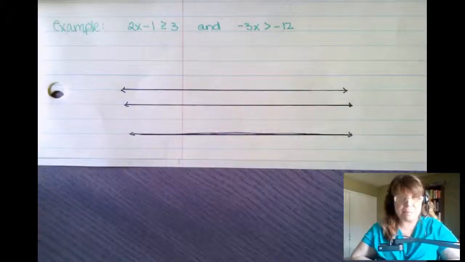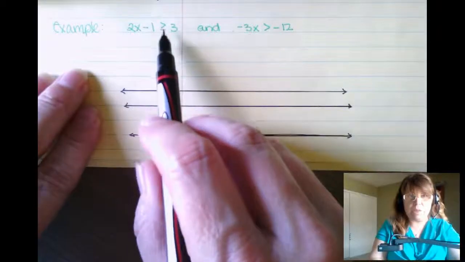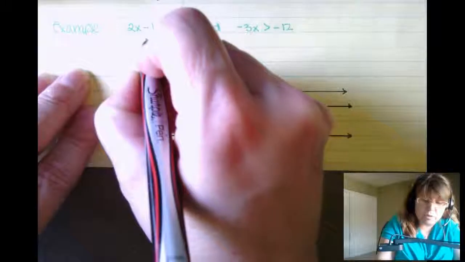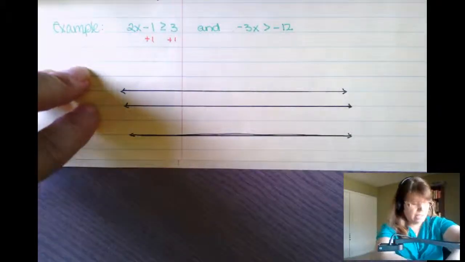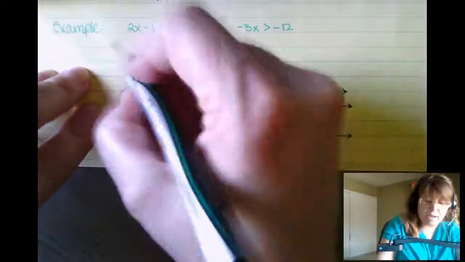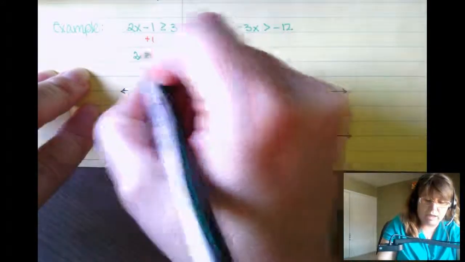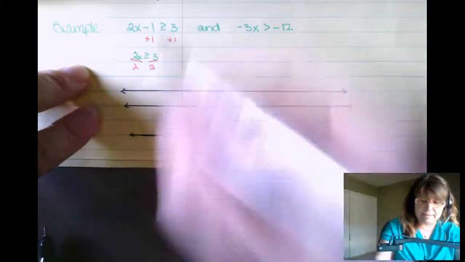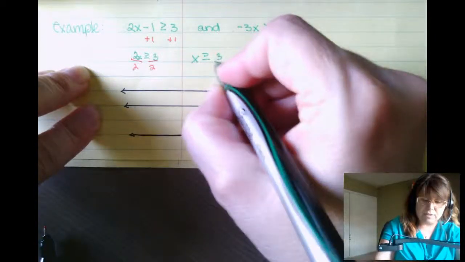All right, let's try another one step by step this time. So 2x minus 1 is greater than or equal to 3. First I need it to say x, so I'm going to add 1 to both sides. I have 2x is greater than or equal to 3. And then I'm going to divide by 2. So x is greater than or equal to 3/2.